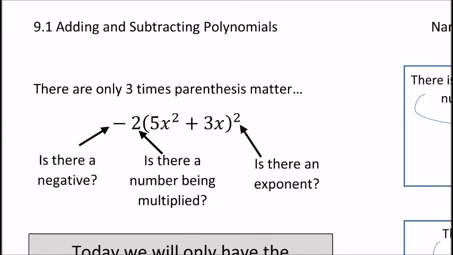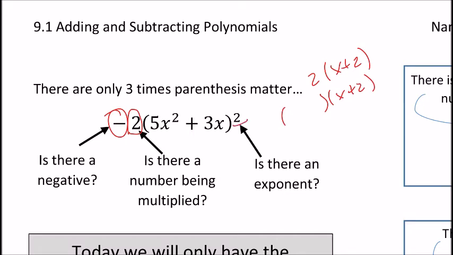There are only 3 times the parentheses are actually going to matter. One is if you have a negative out in front. We're going to be able to multiply that through. Two is if you're actually multiplying it by something. That can be shown as something like 2 times, say, a super simple one, that. Or even if I had another parentheses, x plus 2, say we had something else out here we're multiplying it by. That would also matter.